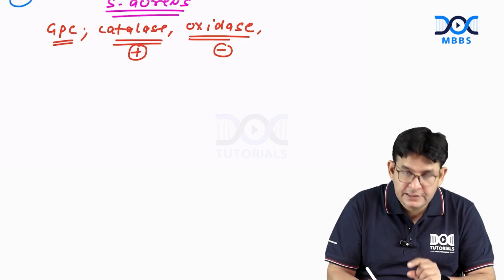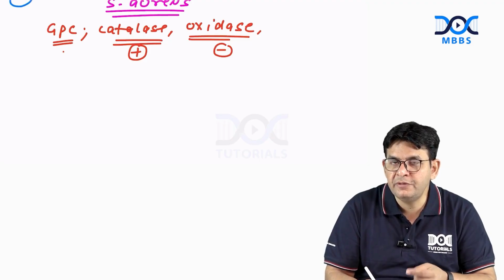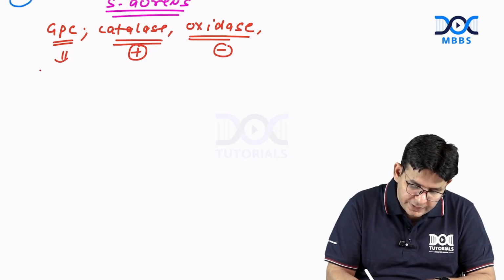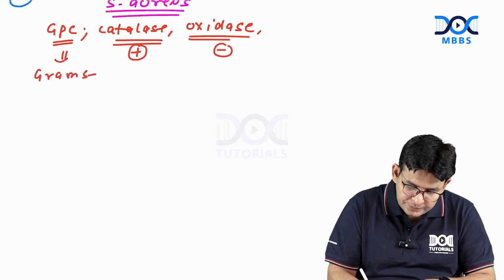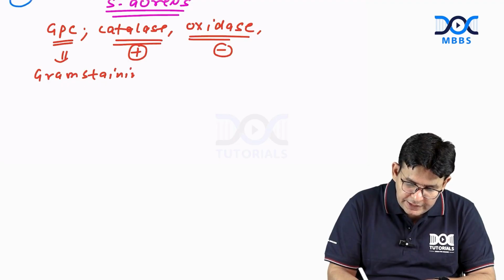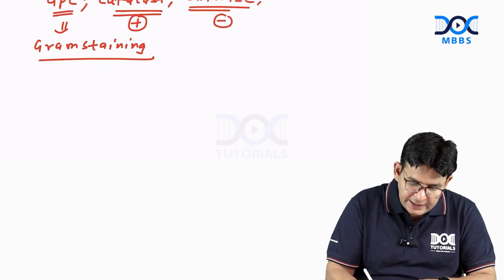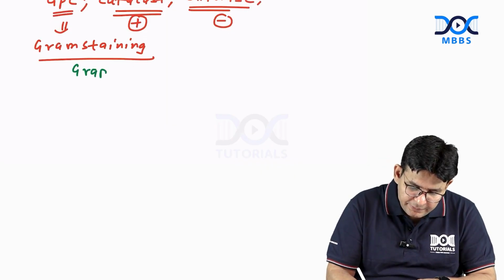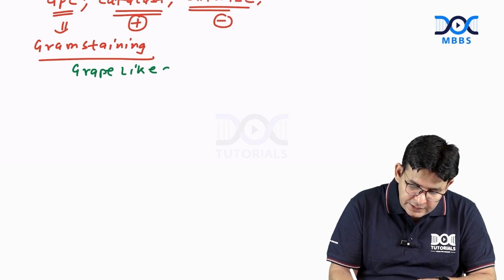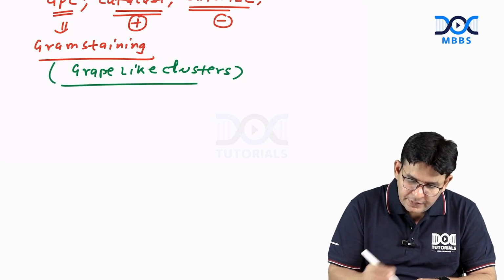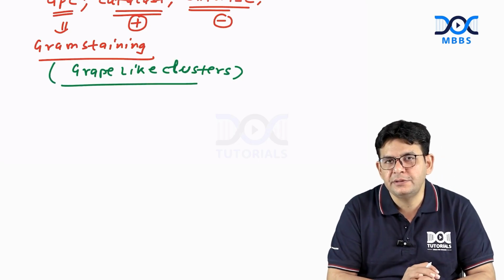That it's a gram-positive cocci. So it will look like which color in the gram staining, guys? Purplish violet. Okay. And it will look like grape-like clusters. Grape-like clusters is the characteristic feature of this particular one.